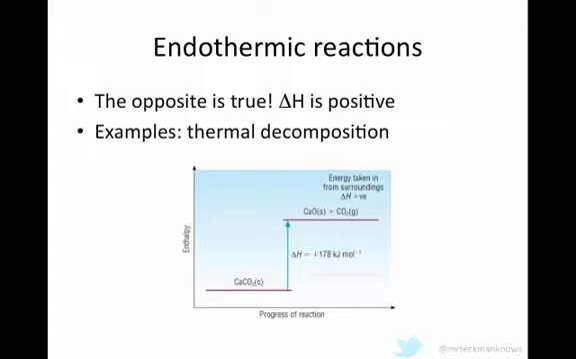Endothermic reactions, the converse is true, delta H is positive. So for example, here we've got the thermal decomposition of calcium carbonate. You have to put in 178 kilojoules per mole. Don't worry what that means, we'll talk about it later. But we have to put in some energy in order to raise the state of calcium carbonate to calcium oxide and carbon dioxide, which are of higher enthalpy than calcium carbonate. That energy is taken in from the surroundings, so the temperature of the surroundings would decrease.